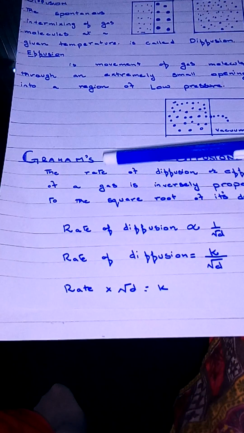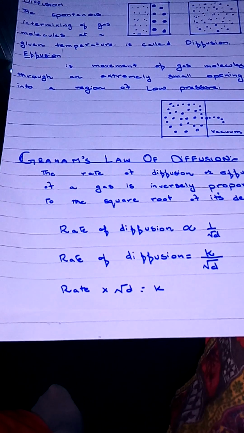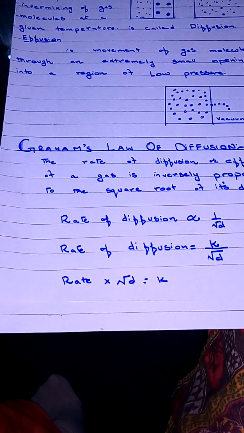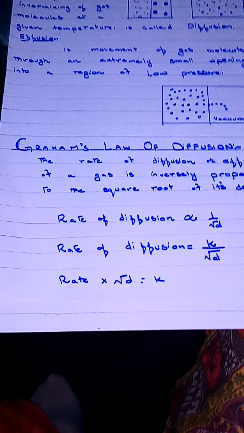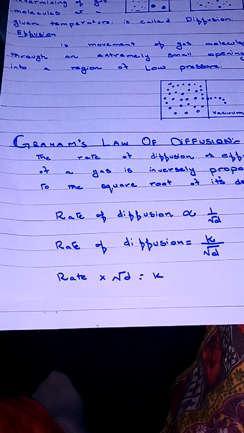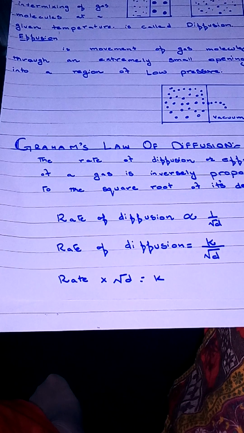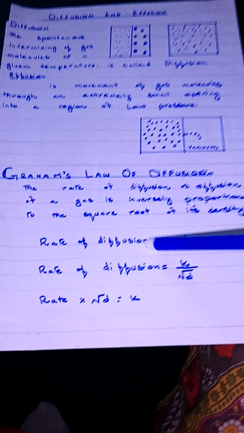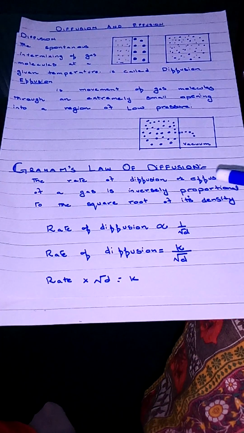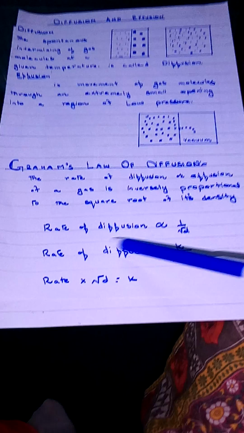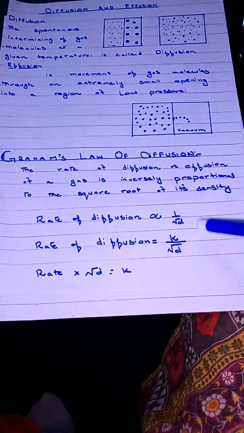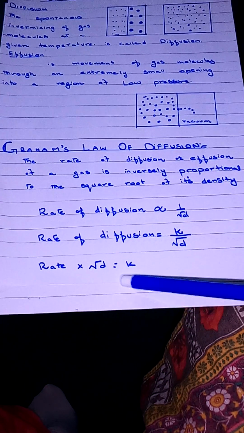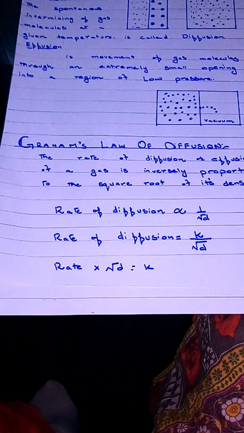Next topic is Graham's law of diffusion. Thomas Graham, an English scientist, found that the rates of diffusion and effusion of a gas are inversely proportional to the square root of its density or molecular mass. Rate of diffusion is inversely proportional to density, so rate is equal to K over D, and rate into D is equal to K.